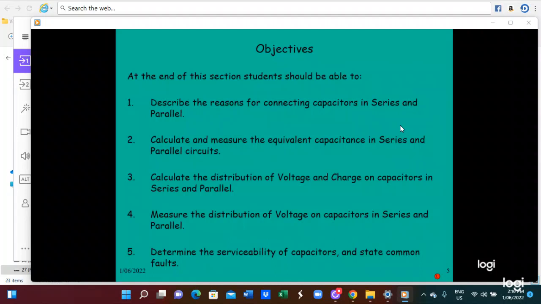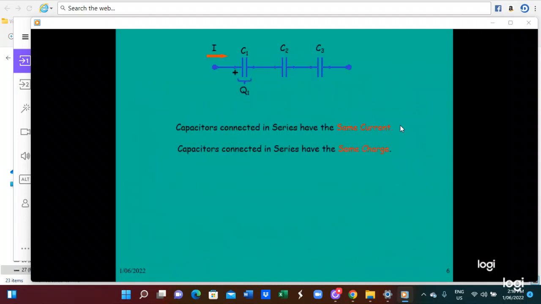Capacitors connected in series have the same current. So here C1, C2, C3, the same current flows. Capacitors connected in series have the same charge. The total charge on the group of capacitors connected in series is the same as the individual charge. QT equal to Q1 equal to Q2 equal to Q3. QT equal to CT multiplied by VT.